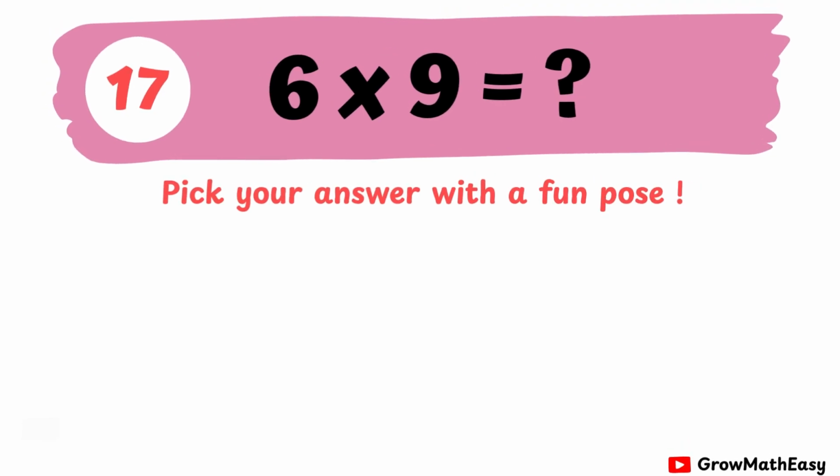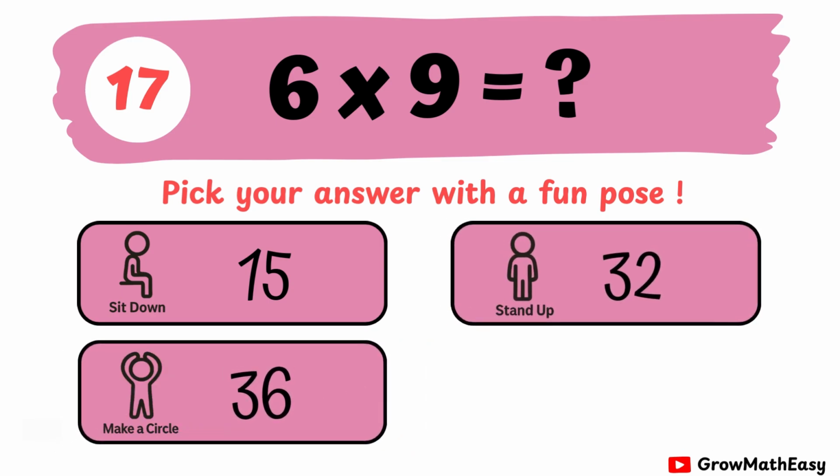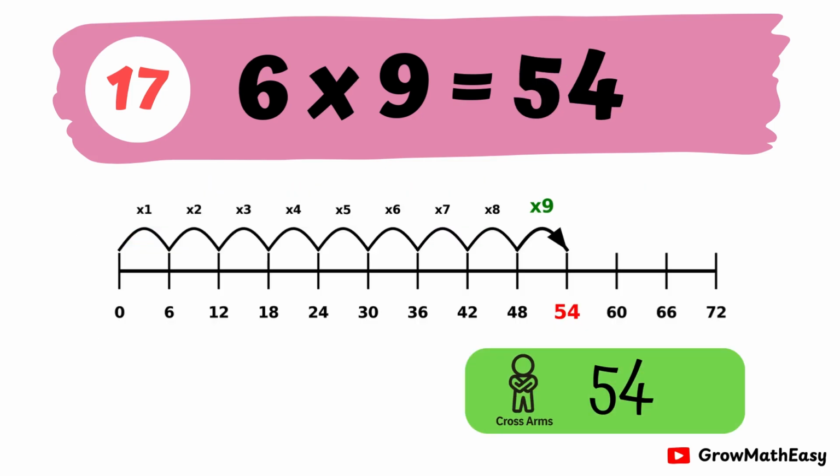What is 6 times 9? 54. Cross your arms. 6 times 9 is 54. You can see the multiples of 6 on the number line.